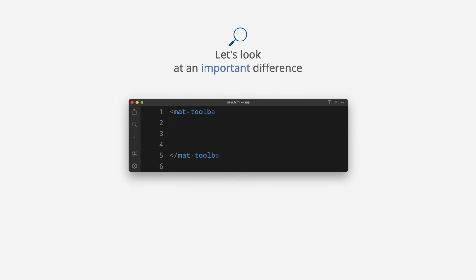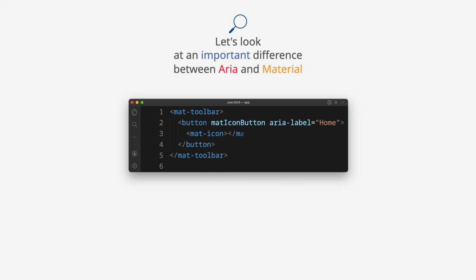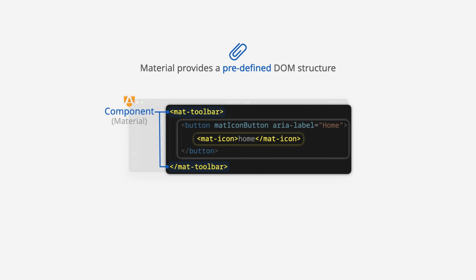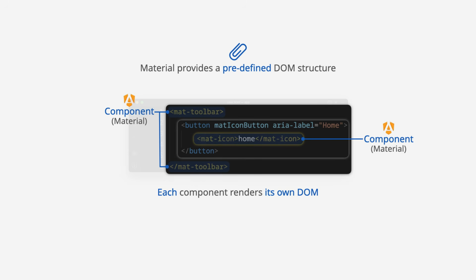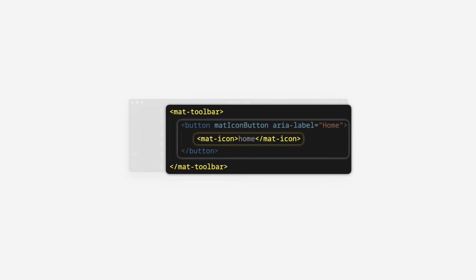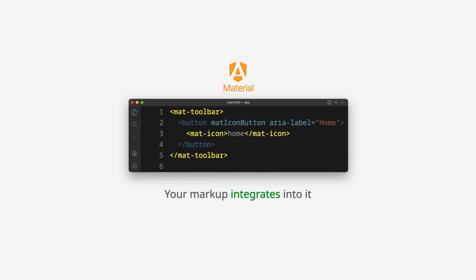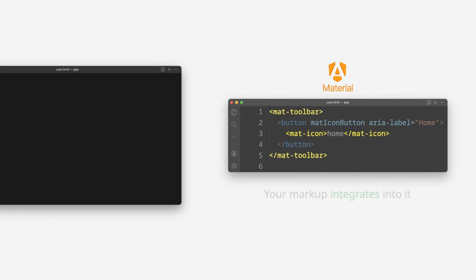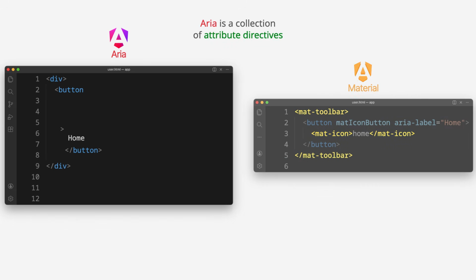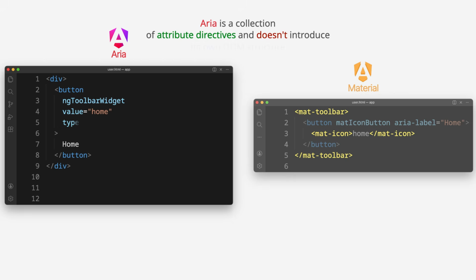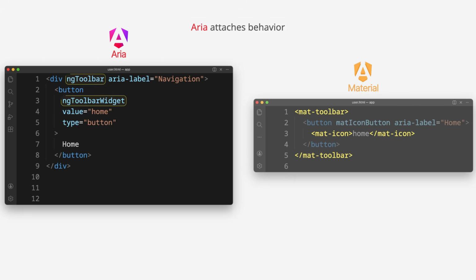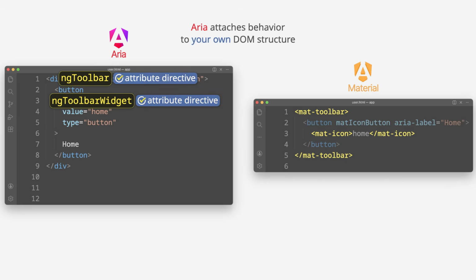Let's look at an important difference between ARIA and Material. Material provides a predefined DOM structure. Each component renders its own DOM. Your markup integrates into it. ARIA is a collection of attribute directives and doesn't introduce its own DOM structure. ARIA attaches behavior to your own DOM structure.